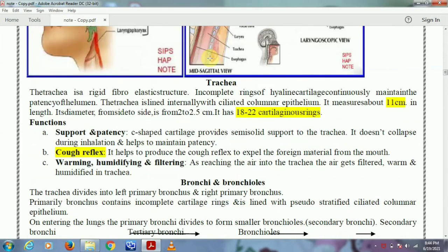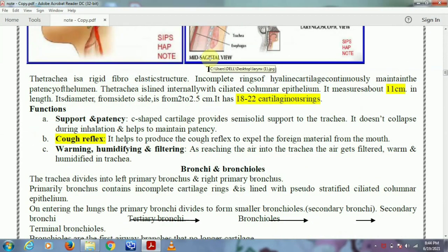Then the trachea is 11 centimeter in length, and 18 to 20 C-shaped cartilaginous rings are present. It helps in the cough reflex.